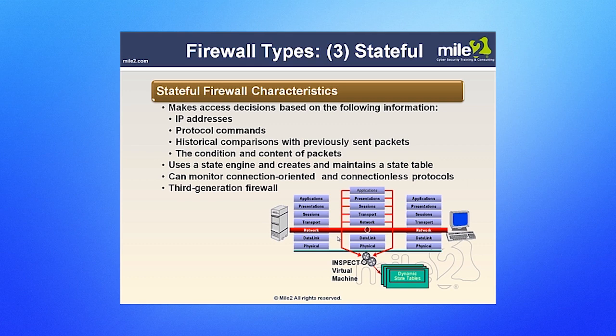It also is able to do historical comparisons with what packets have been sent beforehand, and the condition and content of the packets. It basically puts together a table, which they call a state table. It has far more intelligence, and it's more likely to pick up something that looks like something a hacker might do, something that doesn't look quite right. So these firewalls are far more intelligent.